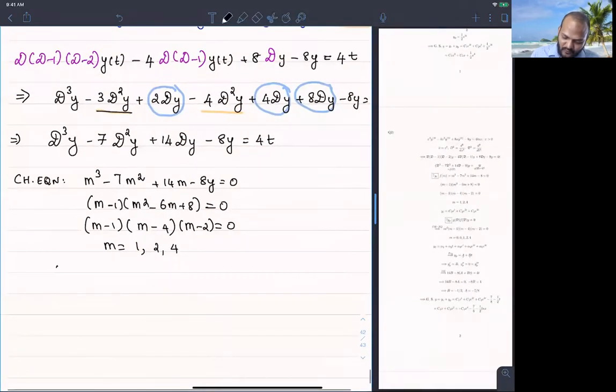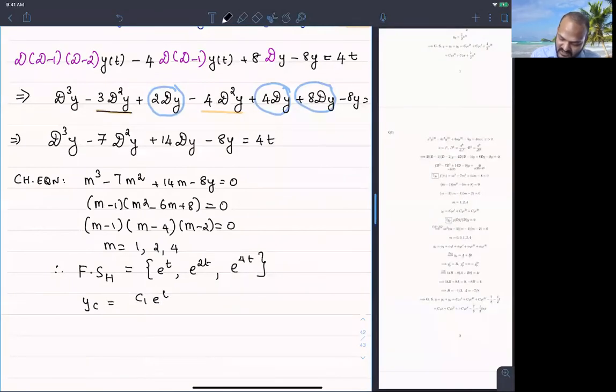And so therefore, my fundamental set of solutions for the homogeneous part is going to be e to the t, not the x, right? And e to the 2t, again not e to the 2x, and e to the 4t. And so the yc for this problem would be c1 e to the t plus c2 e to the 2t plus c3 e to the 4t, right?